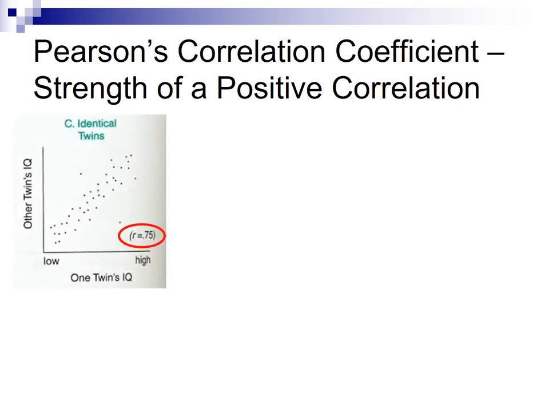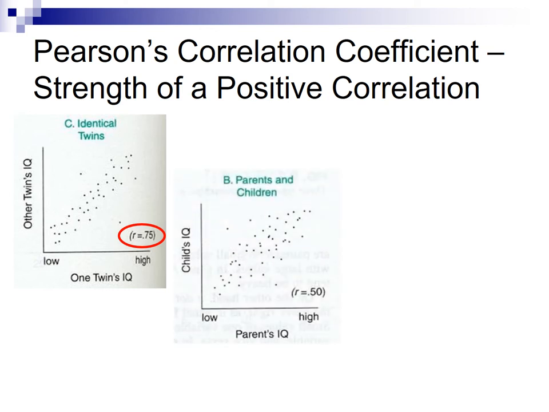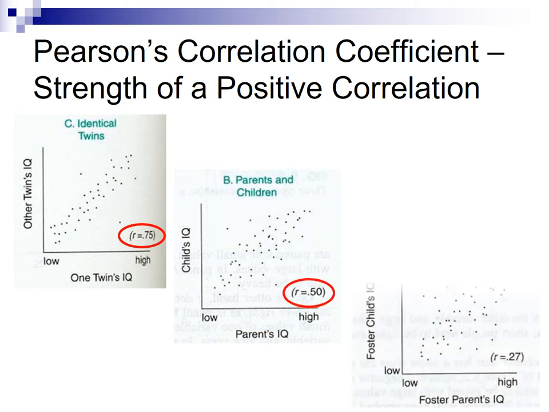Here we have our previous example. One twin's IQ is strongly positively related to another twin's IQ. R is 0.75. Parents' IQ is moderately positively related to children's IQ. R is 0.50. Finally, foster parents' IQ is weakly positively related to foster children's IQ. R is 0.27.